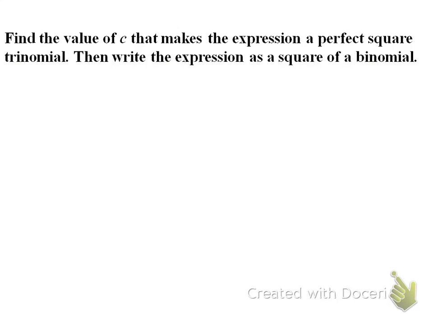So in these examples, we are going to find the value of c that makes the expression a perfect square trinomial. Then write the expression as a square of a binomial. So here's number 1. We have x squared plus 6x plus c. I want to know what the c value should be. The way we do that is you divide this by 2. So you'd find the b. The b is the one with the x term next to it. Divide it by 2. That would give us 3. You square 3. That gives you 9.